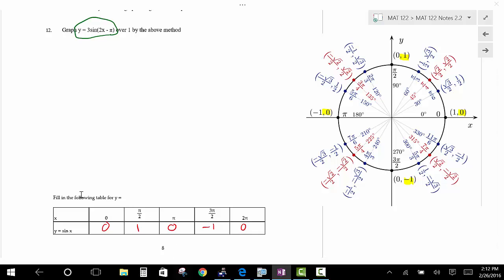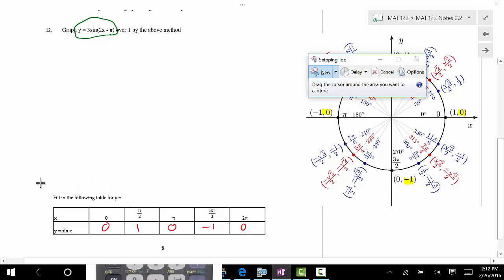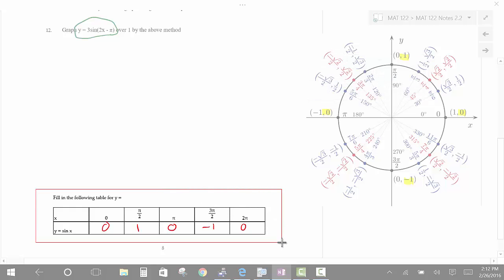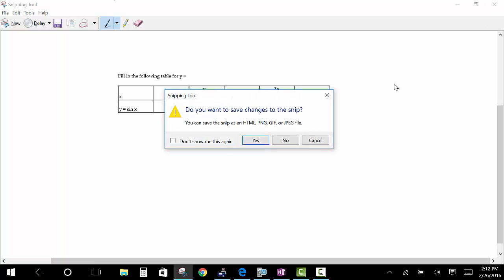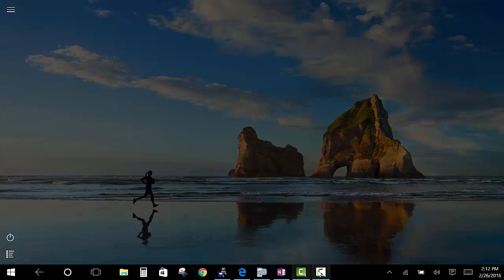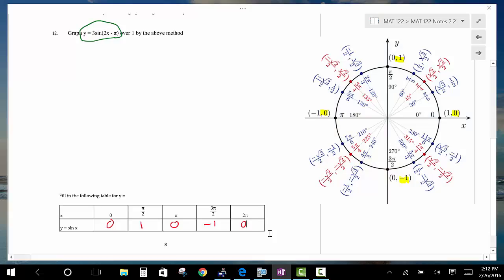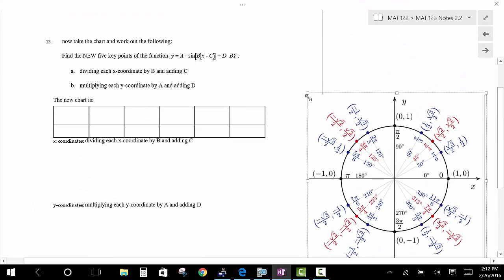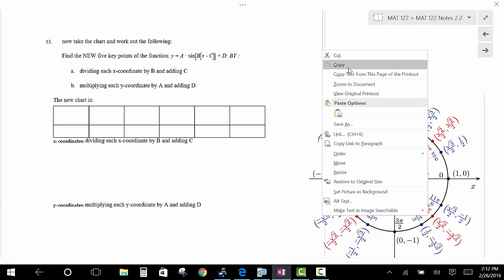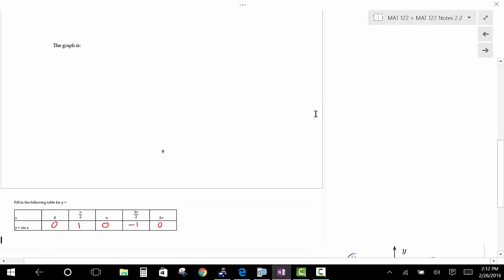Now I'm going to take a little picture of this and send it to the next page, so that we can verify this as we go. Let's go to the next page, and let me put this table of values in here. Let me paste it. There we go.